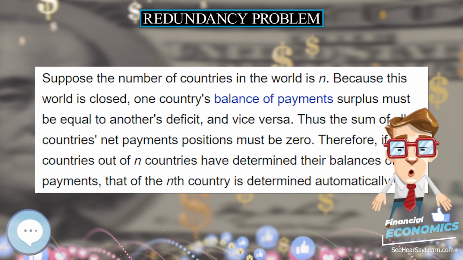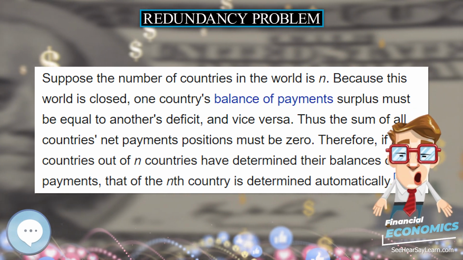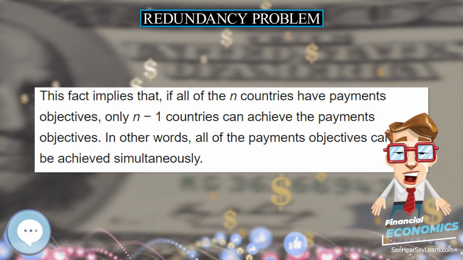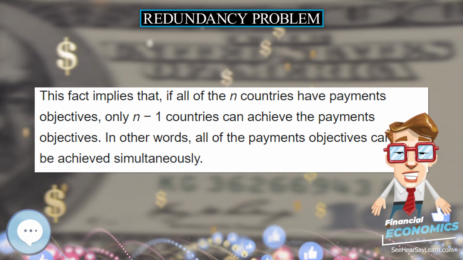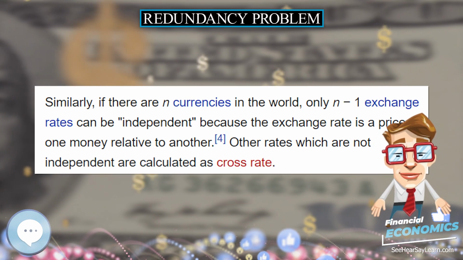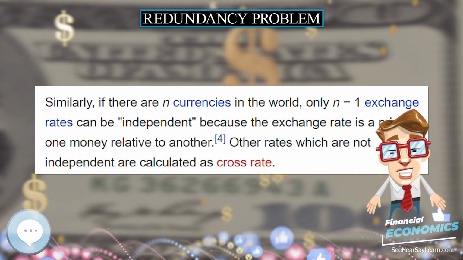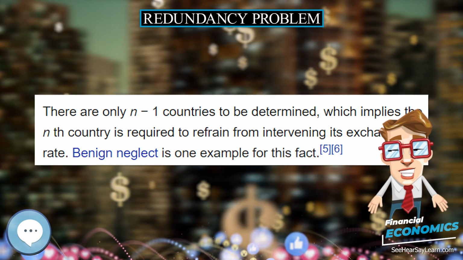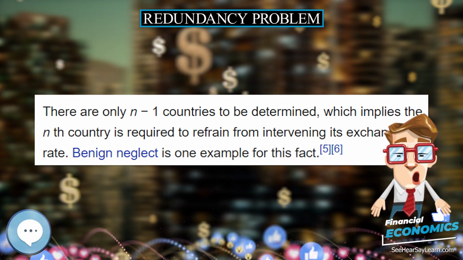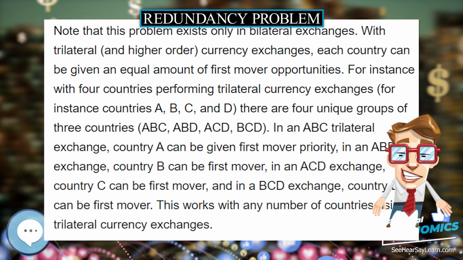Note that equal opportunity to be first mover only occurs when the number of countries is not a whole multiple of 3. For 6 countries there are 6 x (6-1) x (6-2) / 6 equals 20 unique groups of 3 individual countries. 20 is not evenly divisible across the 6 countries.